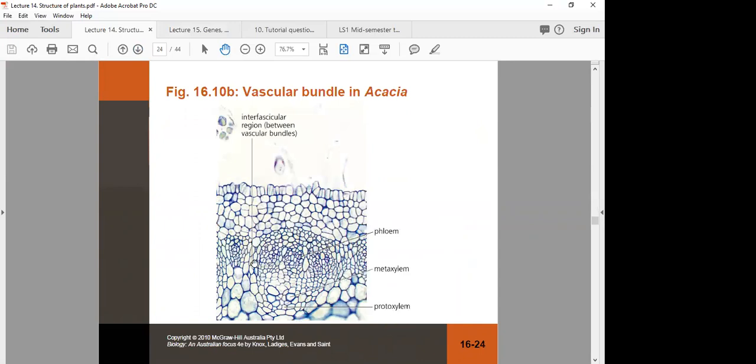But what I wanted to point out here are cells in between each of the bundles, which are called fibres. And remember, we said that fibres also represent a type of cell that is dead at functional maturity. This particular type of fibre cell is called interfascicular fibres.